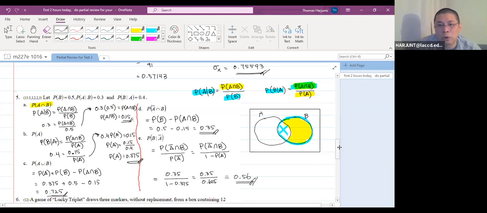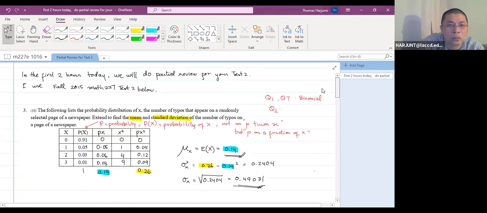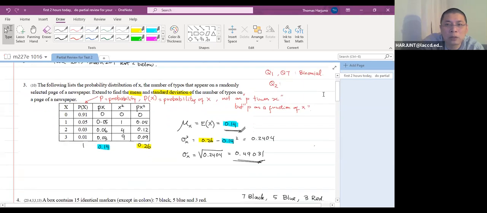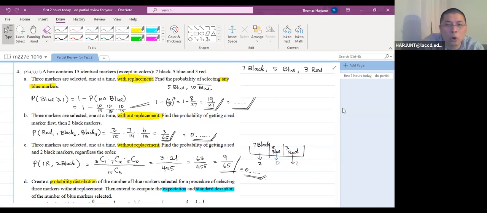Number 3 shows up consistently in the last 4 years, I think, or even 5 years. Number 4 always shows up, but I do change it, for example, sometimes I make it with replacement become without replacement. Without replacement suddenly becomes with replacement. I play with that.